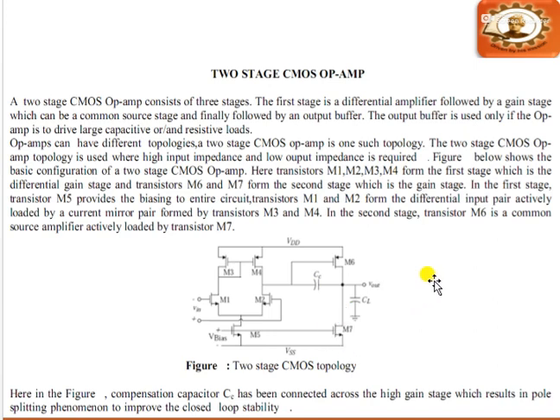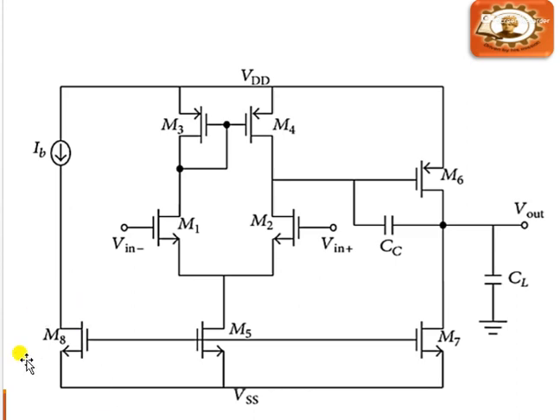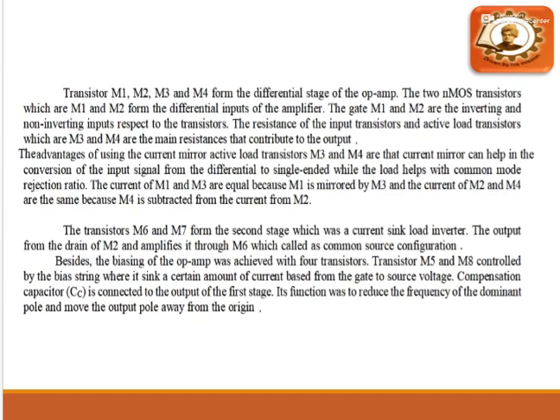Here the capacitor CC is connected. This capacitor CC is connected here to improve the closed loop stability. In the next figure, everything will be the same, but another extra biasing arrangement is shown. Here transistors M8 and M5 will provide a stable biasing for the entire circuit of the op-amp. So that's all for today's class. Thank you.